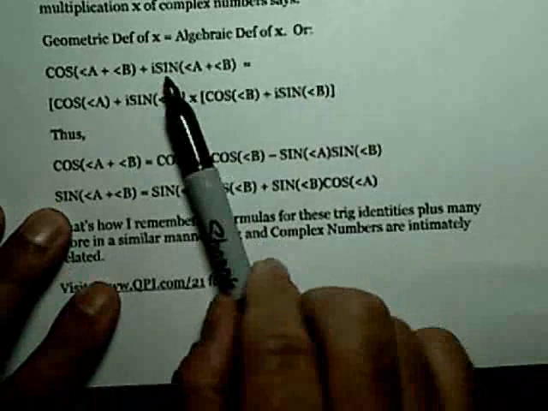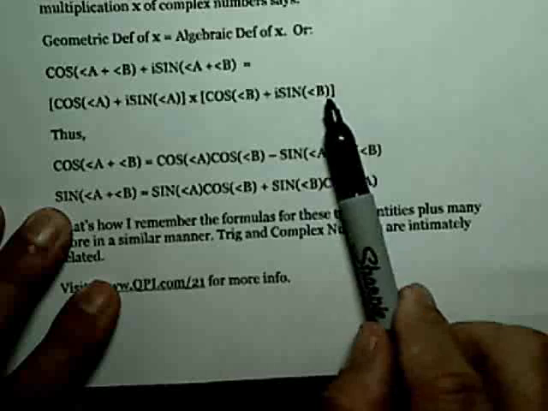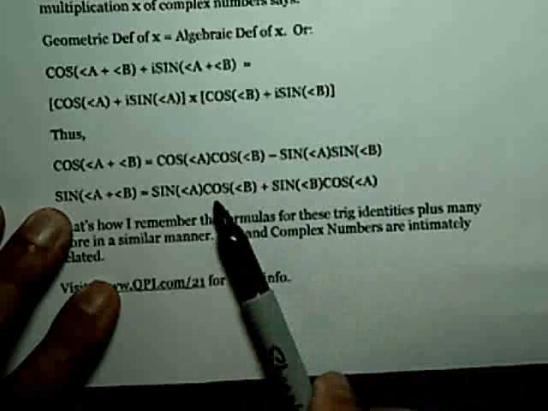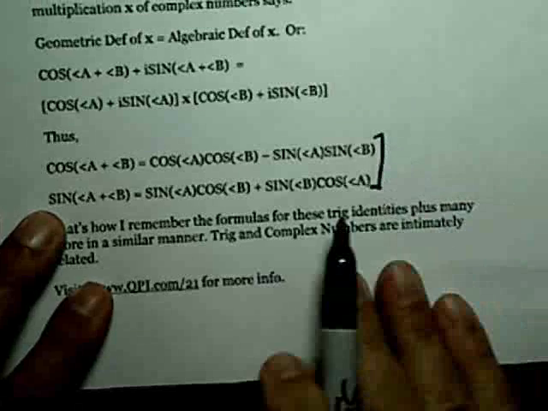The imaginary part, sine alpha plus beta, then is what? Cosine alpha times sine beta plus sine alpha times cosine beta. That's the imaginary part. So here are the two identities. And the way I remember them is this very thing here. Now, this doesn't prove them.